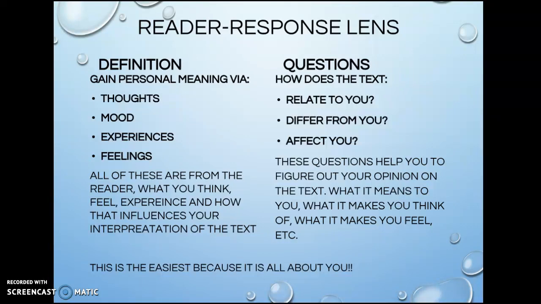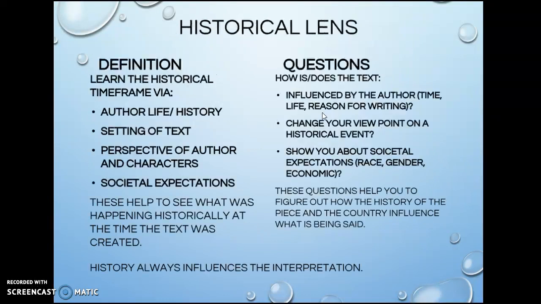Okay, again, I'm moving on. If you don't have any of these in those boxes, just pause. You'll have time to go back in Google Classroom as necessary. The next lens is, so in the first skinny box where you should label it, it is the historical lens. The definition. Learn the historical time frame via the author's life and history, the setting of the text, the perspective of the author and the characters, and the societal expectations.